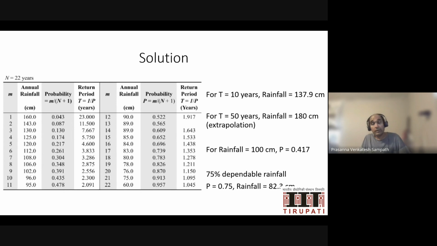So that's my 75% dependable rainfall. The procedure is fairly simple. You take the data, arrange it in descending order, and then give it ranks or order numbers from 1 to n. And then to find the probability, you just have to do m by n plus 1, right? Not very hard. And then for the return period, simply take the inverse of the probability, 1 by P. That gives you the return period in years.